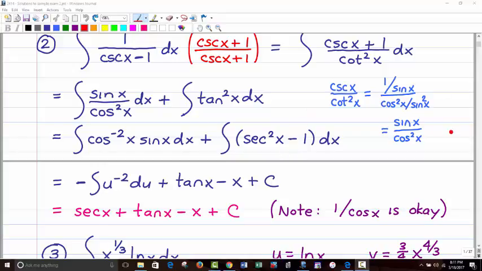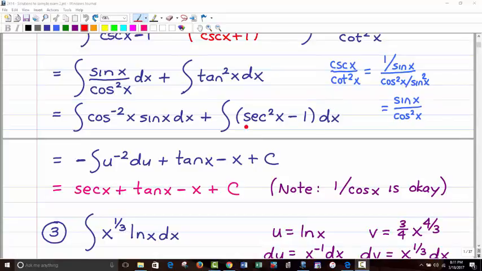And so then you come down here. So then basically this one, you're integrating the negative of u to the negative 2 du. And then the antiderivative of sec squared is automatically tangent. Antiderivative of 1 is x.